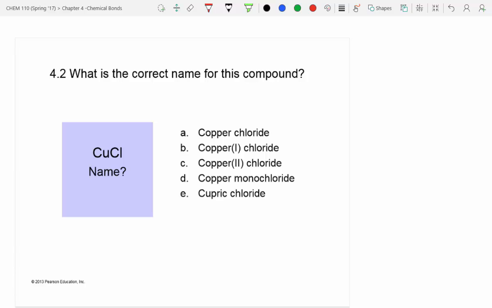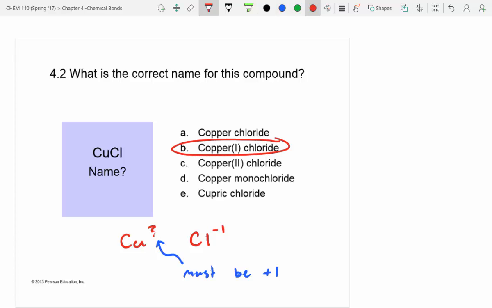All right, so if we look at this, we don't know the charge of copper, but we do know the charge of chlorine. What charge must chlorine have? -1, right? Which means that our copper must have what charge? Yeah, it must be +1 in order for the charges to cancel out, right? So now looking at the name, which one makes the most sense? B.